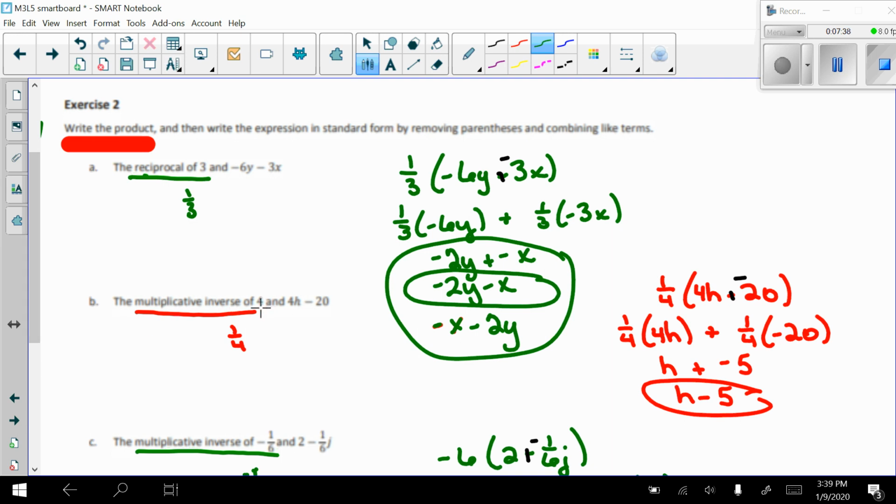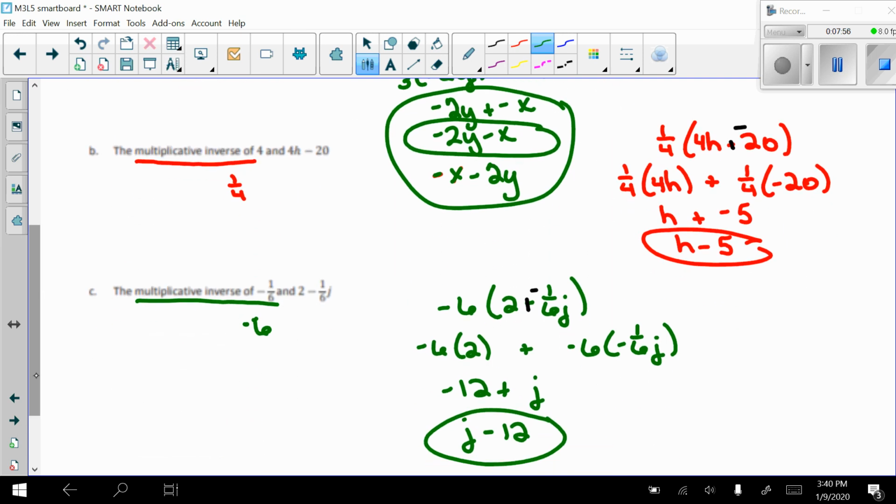The multiplicative inverse of 4 is 1/4. So I do 1/4 multiplied by the 4h minus 20. Change the subtraction to add the opposite. Distribute the 1/4. And I work my way through, and I get h minus 5. The multiplicative inverse of negative 1/6 is negative 6. So negative 6 sets of 2 minus 1/6 j. Change the subtraction to add the opposite. Distribute the negative 6. And I get negative 12 plus j. Standard form, j minus 12.